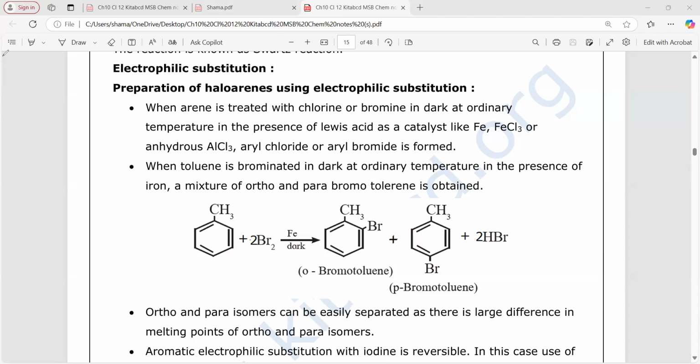I'm going to stop the sharing of this because I'm going to explain electrophilic substitution on a whiteboard. Okay?